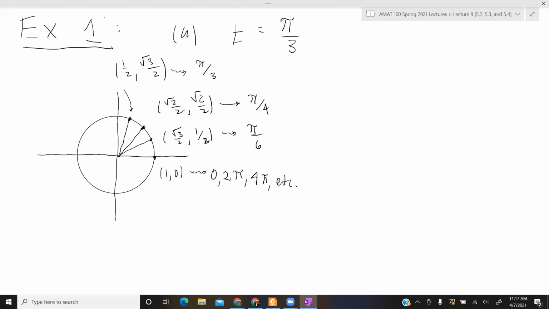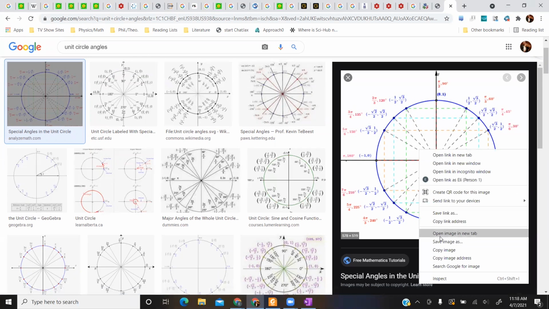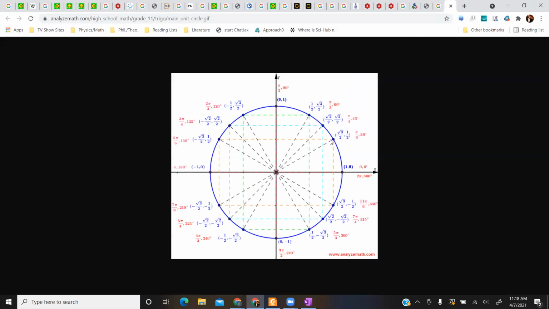You should remember this table. You don't really need to, if you remember the first quadrant, you can determine what the other points are. So here's the table. A table like this is a lot scarier than it looks, but it's not that bad actually. Let me just open this up.